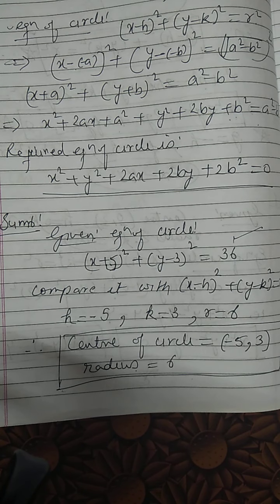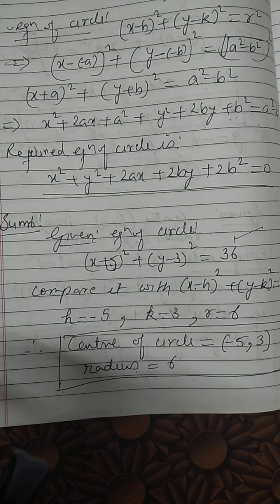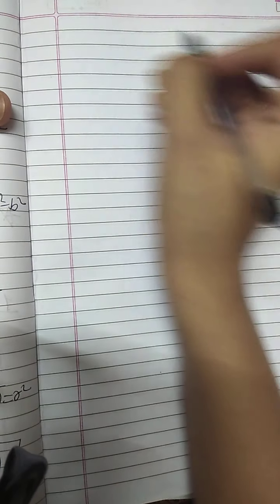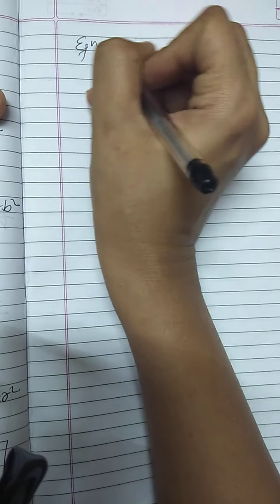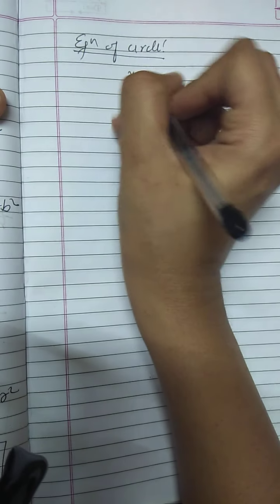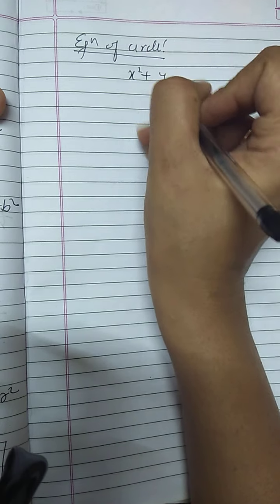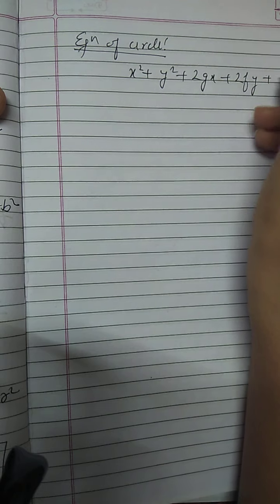But what if the equation is not given in this form, like x minus h whole square plus y minus k whole square? If it is given in the expanded form, then how can we get the value of center and radius? Now we will discuss that. So here, before going to that, if I just consider the equation of circle, as I explained when we started with this, that equation of circle can be written as x square plus y square plus 2gx plus 2fy plus c equals 0.